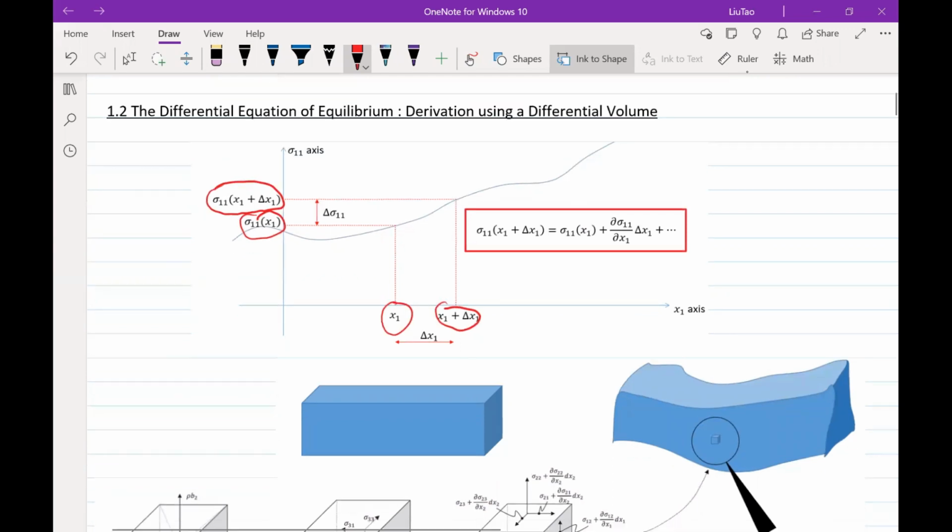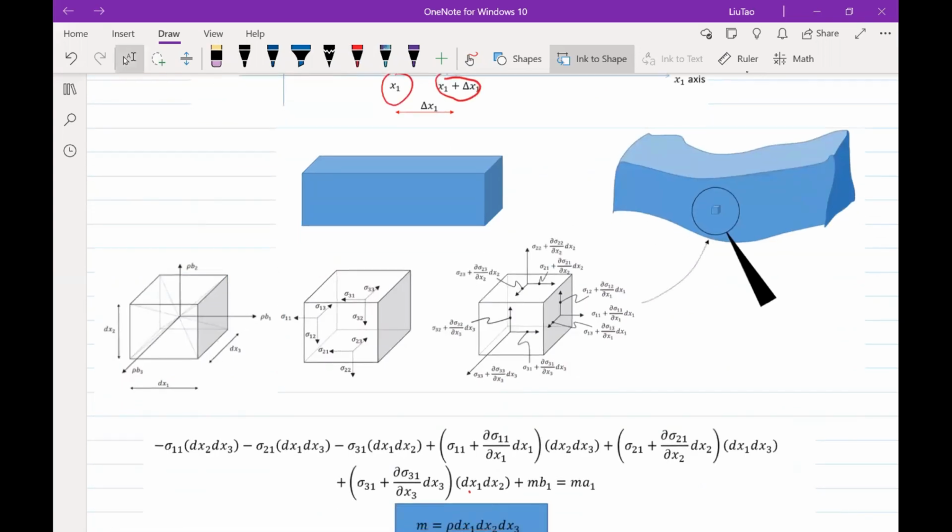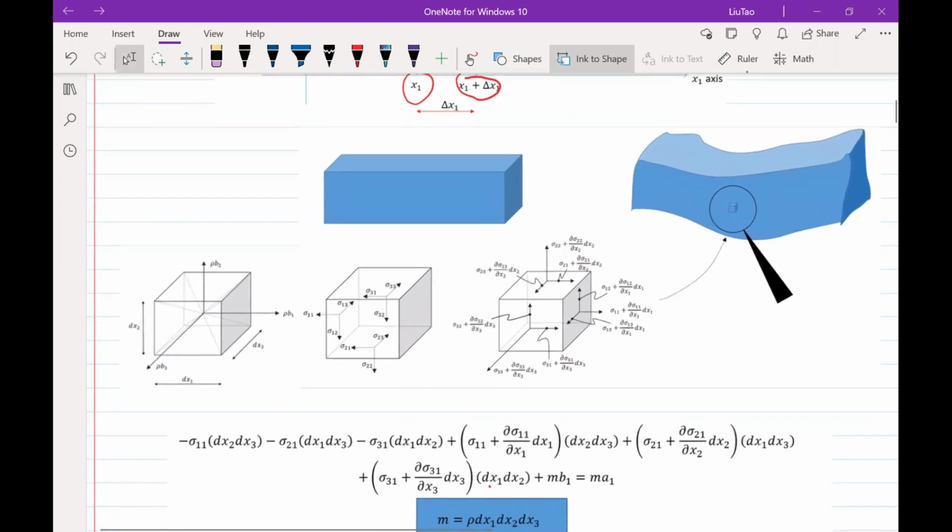Now let's go back to the cube that we extracted. If the dimensions of this cube are dx1, dx2, and dx3, and we define rho as the density and b as the body force vector per unit mass with the 3 components, b1, b2, and b3, then we know that the body force per unit volume acting on this cube is rho b1, rho b2, and rho b3.